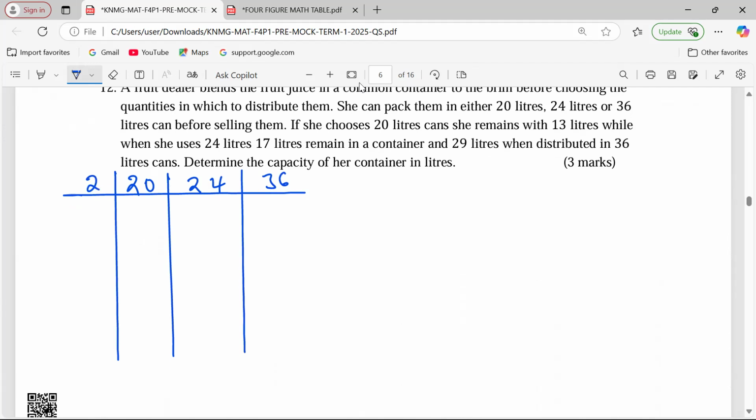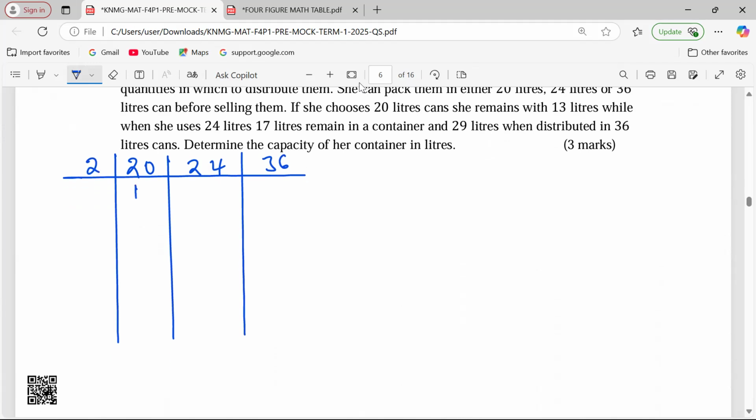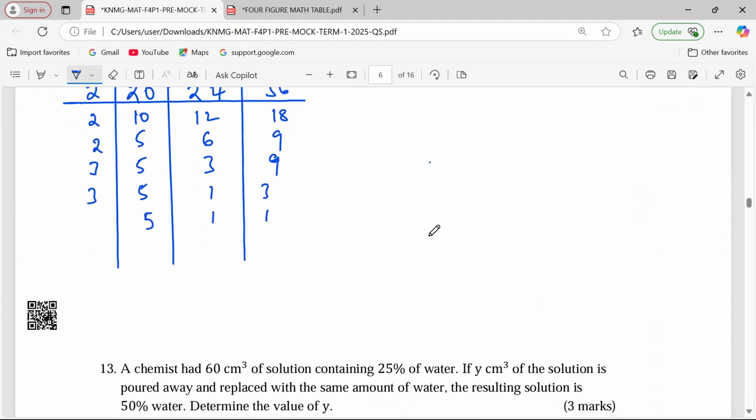So 2, we start with the least prime factor, 10, 12, and 18. By 2, we'll get 5, 6, and 9. By 2 once again, 5, 3, and 9. Then now we can go to 3, whereby this remains 5, 1, 3. By 3 again, 5, 1, 1. Then after this now, we can talk about 5 itself, 1, 1, 1.